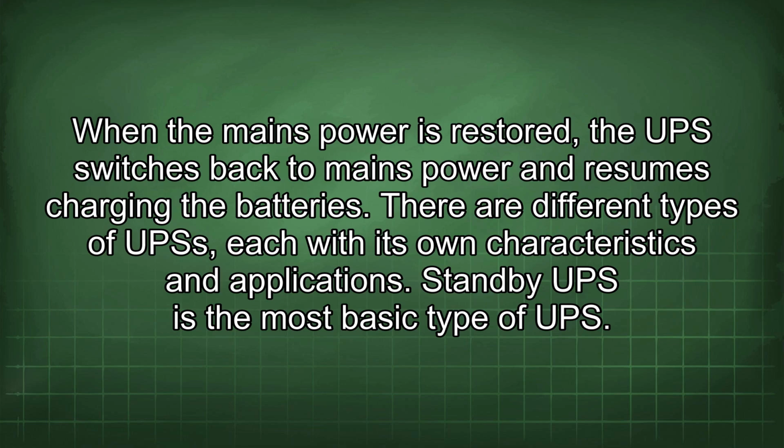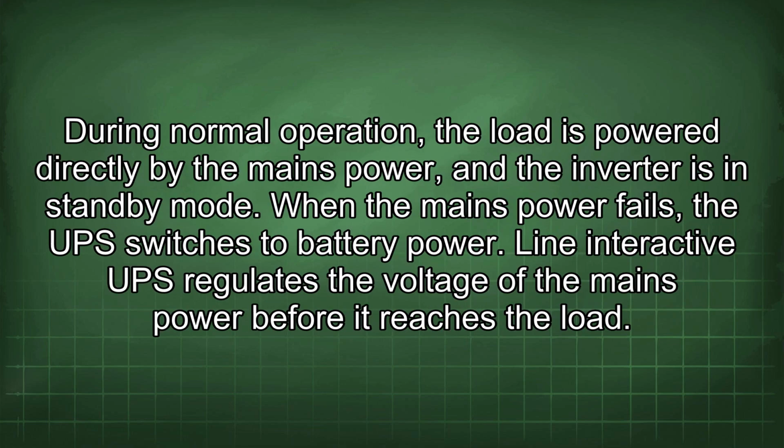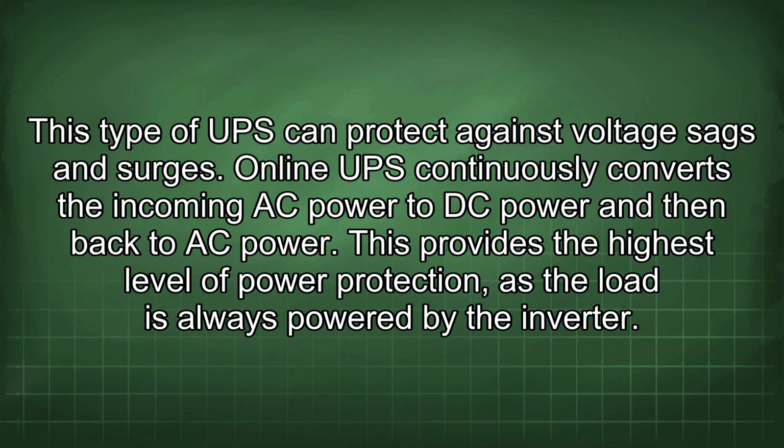There are different types of UPS, each with its own characteristics and applications. Standby UPS is the most basic type of UPS. During normal operation, the load is powered directly by the mains power and the inverter is in standby mode. When the mains power fails, the UPS switches to battery power. Line interactive UPS regulates the voltage of the mains power before it reaches the load. This type of UPS can protect against voltage sags and surges.